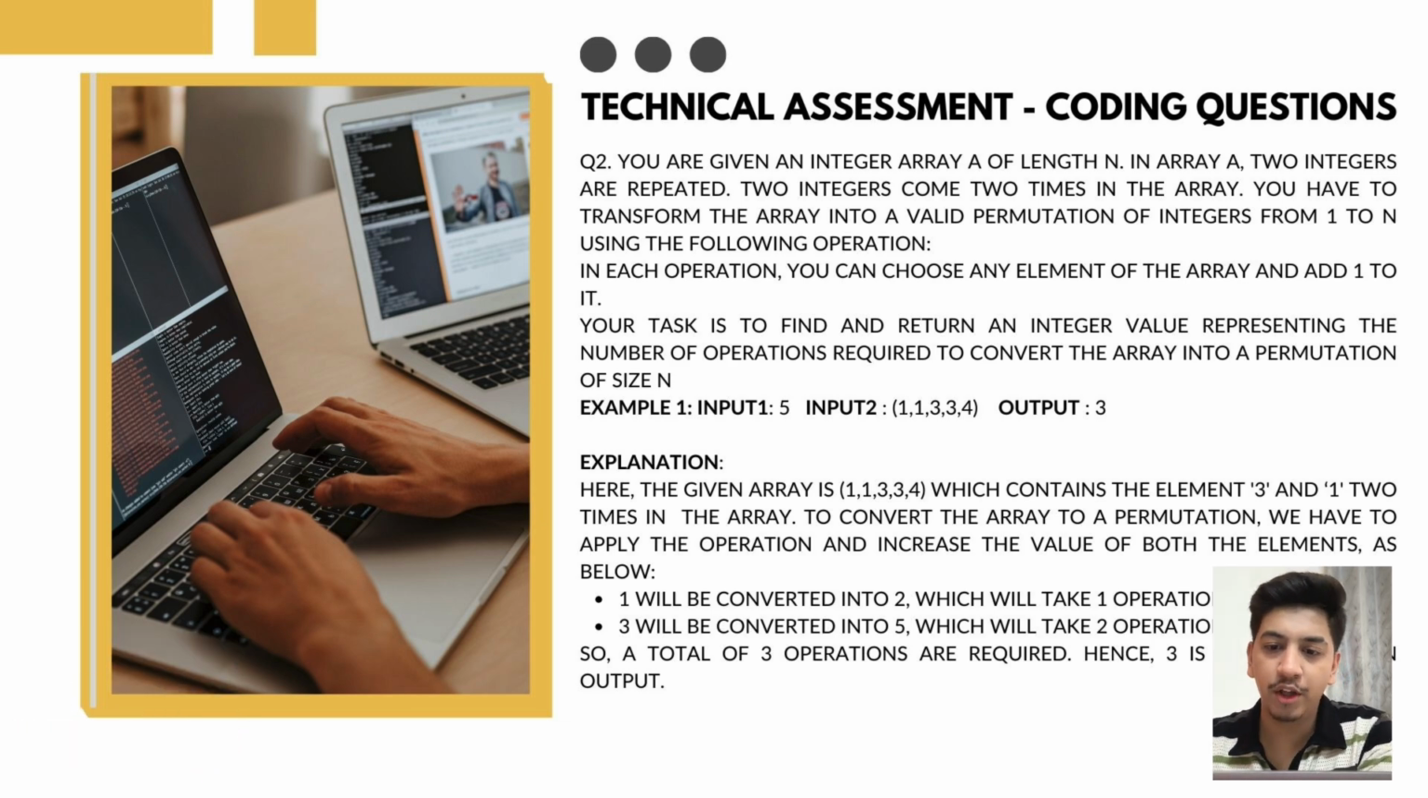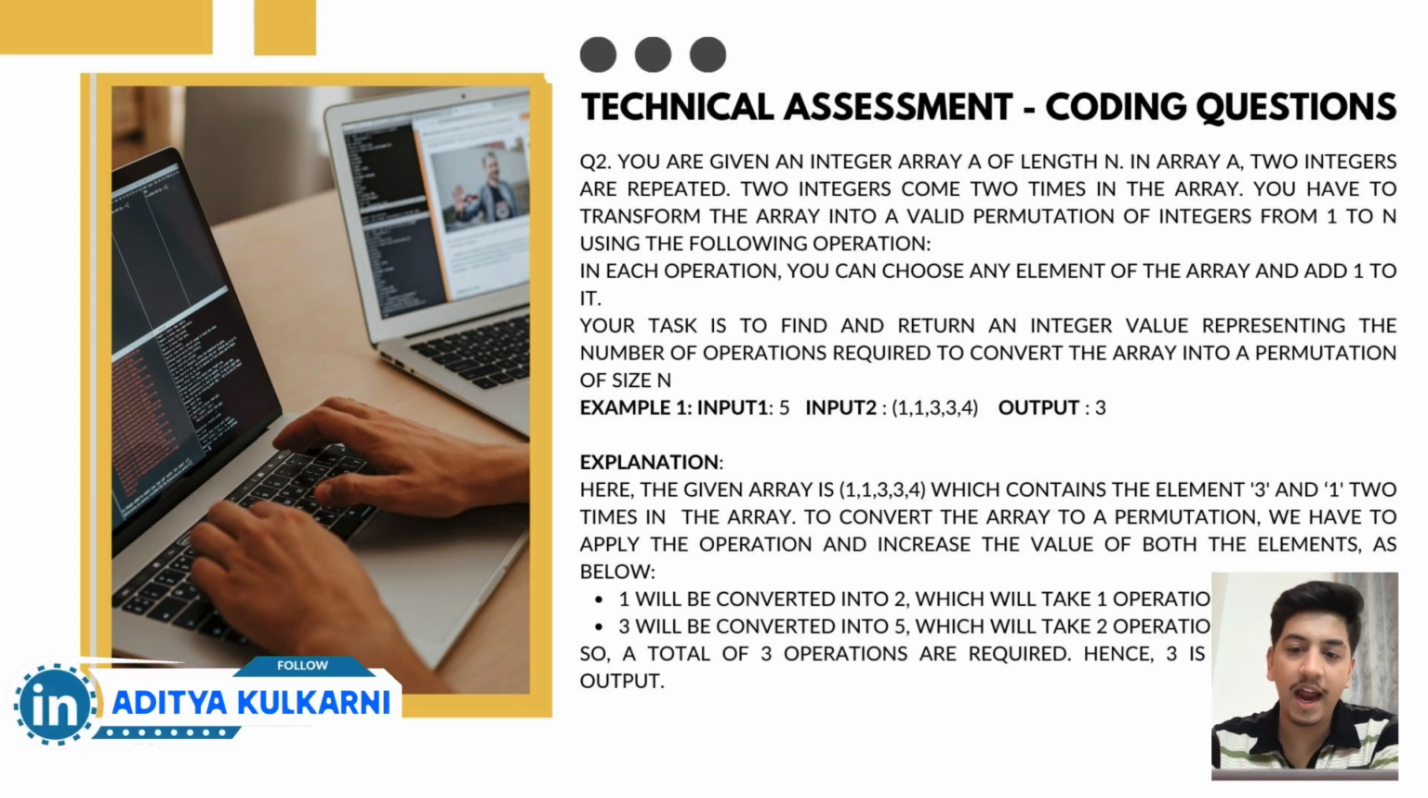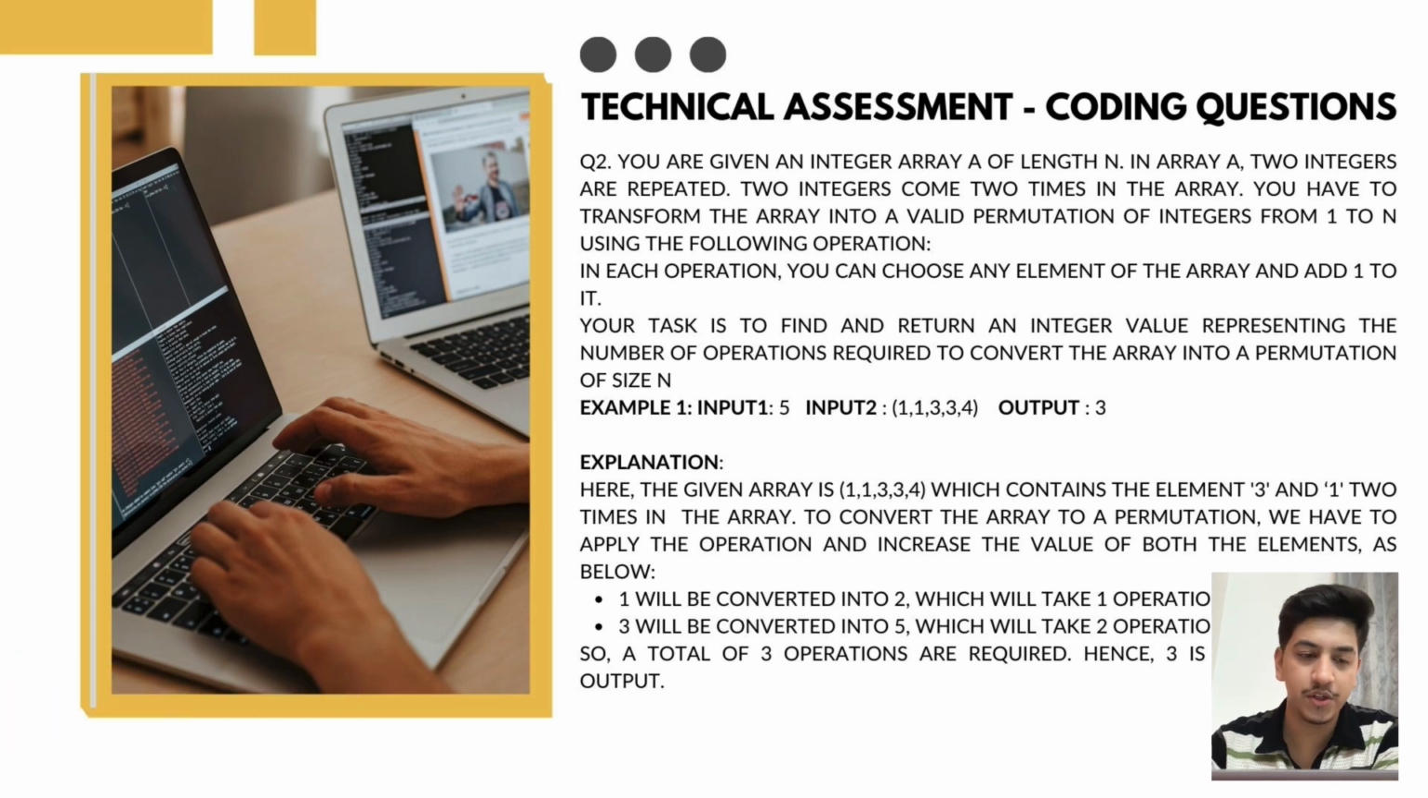In each operation, you can choose any element of an array and add 1 to it. Your task is to find and return an integer value representing the number of operations required to convert the array into a permutation of size n. So your goal is to convert this array into a valid permutation, and the only thing you are allowed to do is pick any number and add 1 to it in one operation.